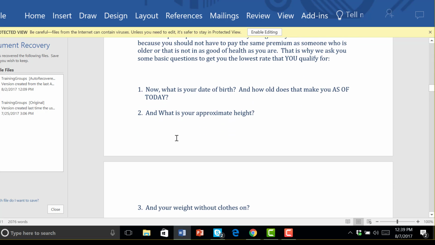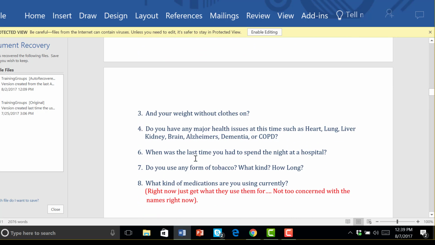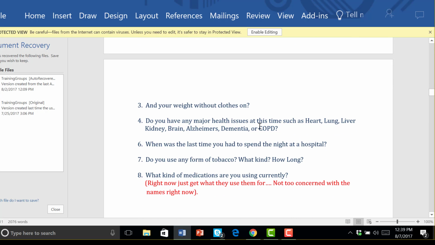Okay, slow down a little bit. Really focus on your punctuation and being crisp and clear here. Now, Miss Carol, what's your approximate height? And what would your weight be without clothes on? Now, do you have any major health issues at this time, such as heart, lung, liver, kidney, brain, Alzheimer's, dementia, COPD, anything like that?